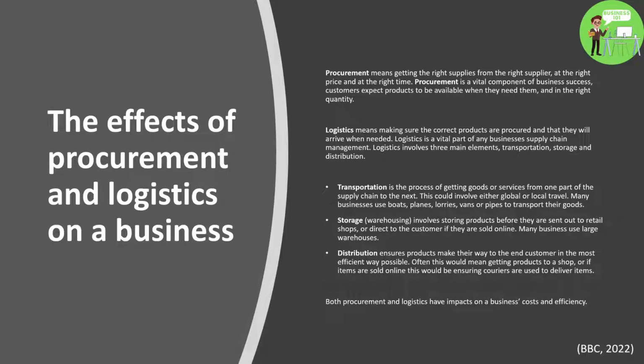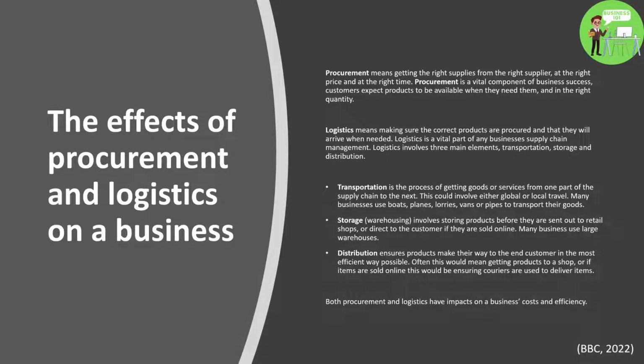And finally, distribution. Distribution ensures products make their way to the end customer in the most efficient way possible. Often, this would mean getting products to a shop, or if items are sold online, this would be ensuring couriers are used to deliver these items in a timely fashion.